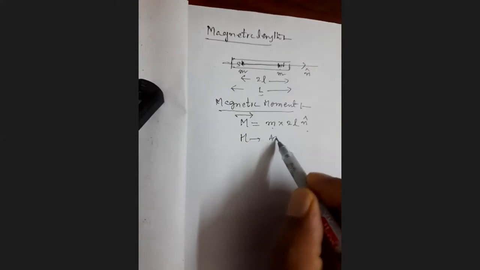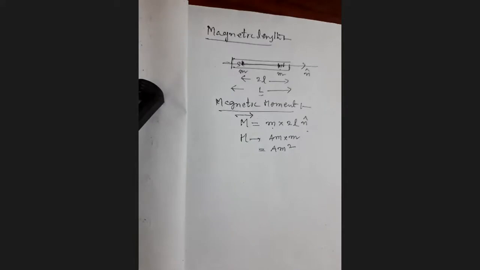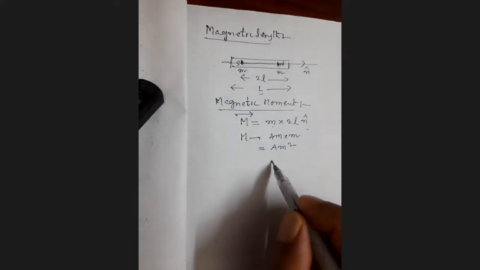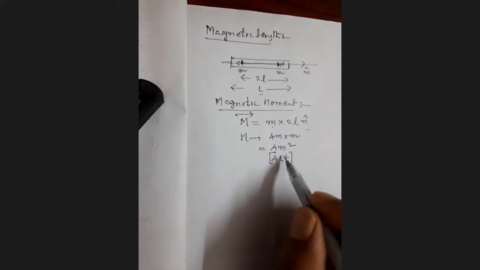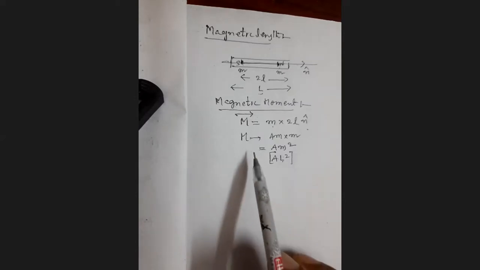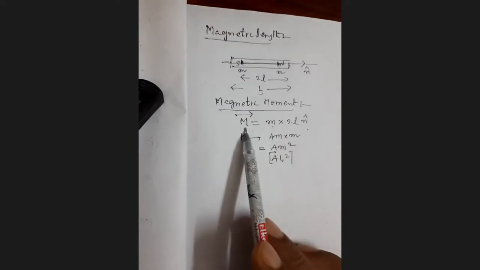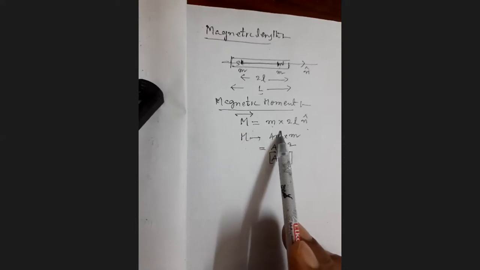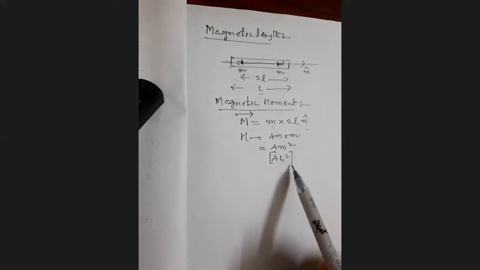So what are the units of capital M? Pole strength unit is ampere meter, into meter, you will get ampere meter square. So you can write the dimensional formula: A L square. Ampere, A, meter square, since it is the length dimension, L square. AL square is the dimensional formula of magnetic moment. Let me repeat. Magnetic moment is defined as the product of pole strength and magnetic length. It is a vector quantity. Its direction is from south to north along the magnetic axis. Its SI unit is ampere meter square. Dimensional formula A into L square.